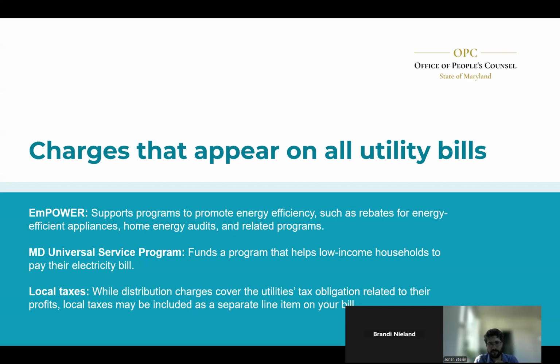Next is the Maryland Universal Service Program. Now, this is going to support a program called EUSP, and it's support for low-income households to help them pay their electricity bill. This is a flat fee. I want to say it's 32 cents off the top of my head, but we'll take a look. But everybody pays this every month. And then lastly, we're going to see some local taxes. While the distribution charges cover the utility's tax obligation related to their profits, there's still probably going to be local taxes on a separate line item on your bill.